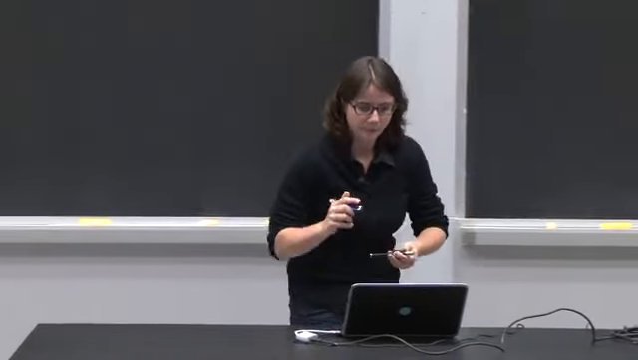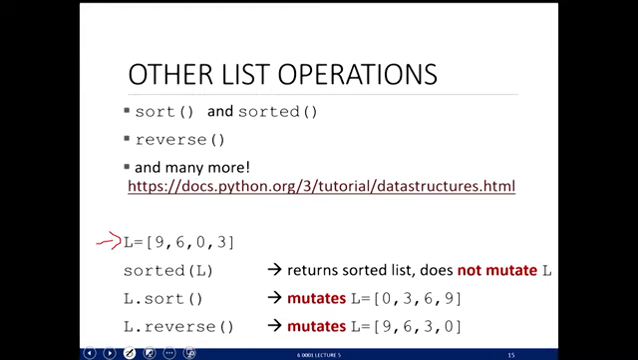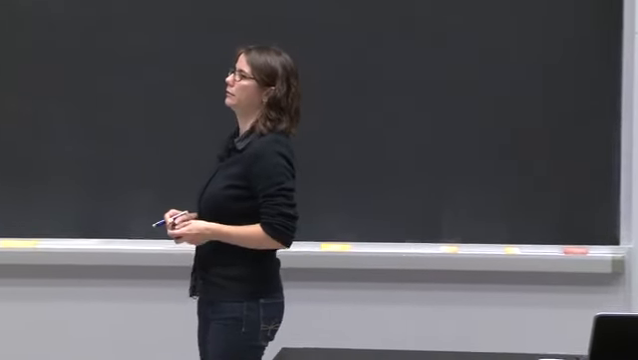Okay. So if I have this list L equal to 9, 6, 0, 3, sorted(L) you can think of as: give me the sorted version of L. It returns a new list that's the sorted version of the input list, and does not mutate L. So it keeps L the exact same way. This will be replaced by the sorted version of the list, which you can assign to a variable and then do whatever you want with it, like L2 = sorted(L), for example. Okay. And it keeps L the same.